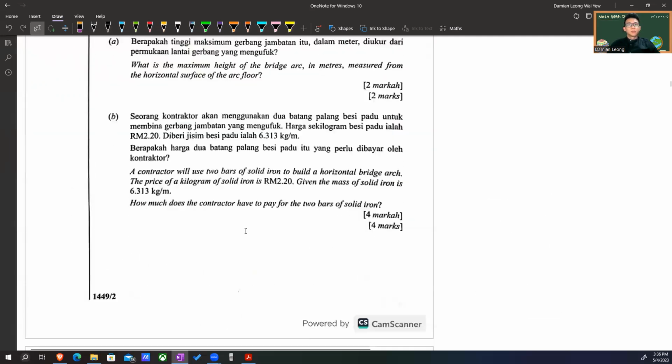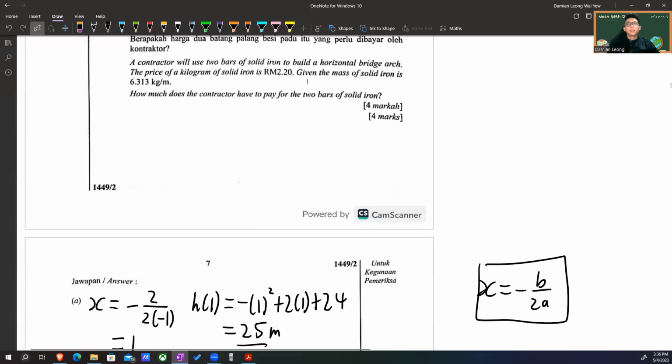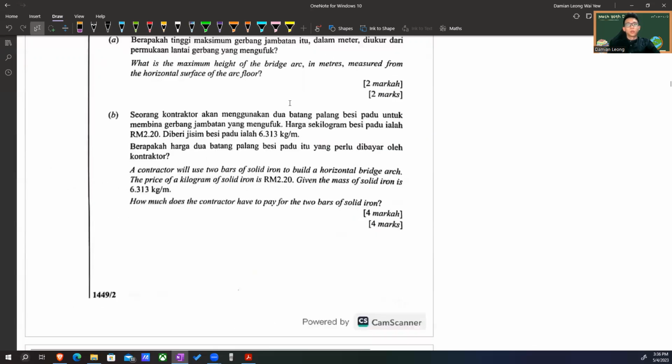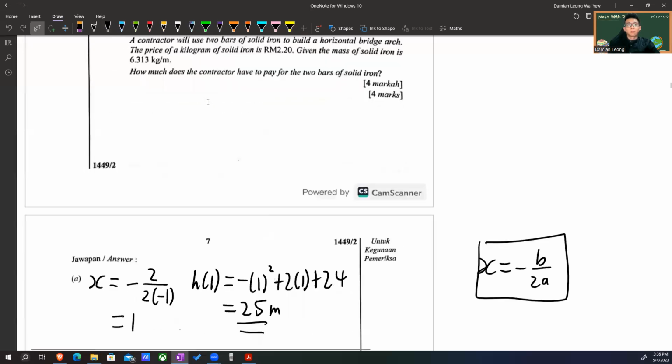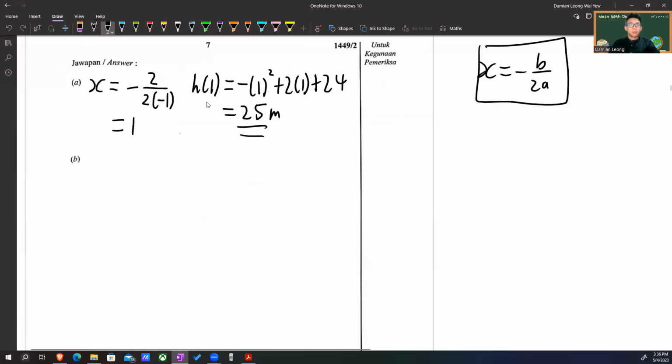Then part B. Contractor will use 2 bars of solid iron to build a horizontal bridge arch. Price of a kilogram of solid iron is 220. Given that the mass of solid iron is 6.313 kg per meter, how much does the contractor have to pay for the 2 bars of solid iron? So you see, I need the width of the bridge. I need to see where it starts and where it stops, which is at the x-intercept. So I have to find the x-intercept.